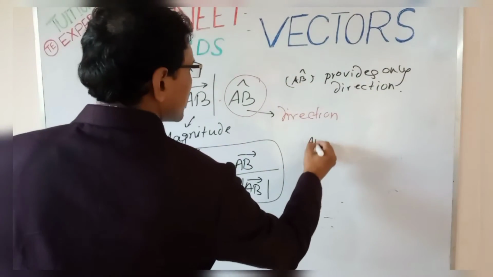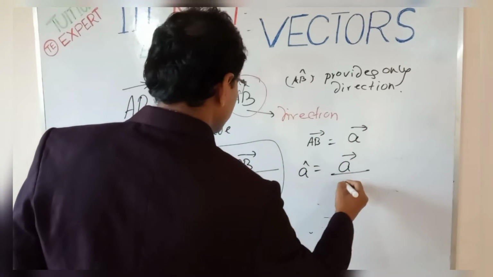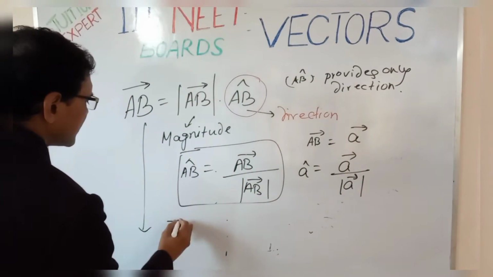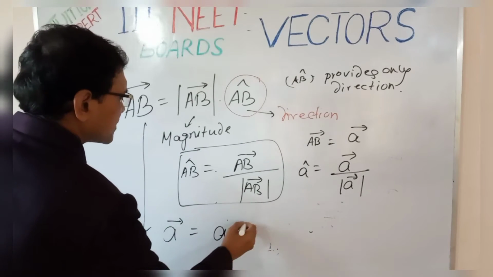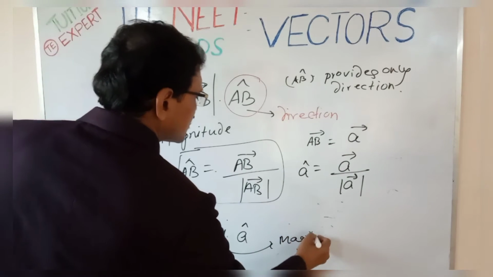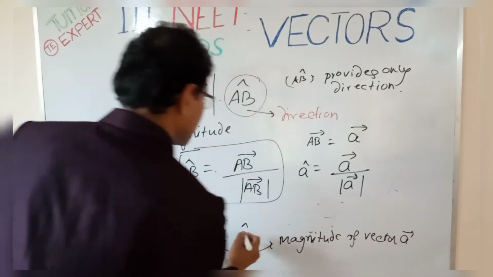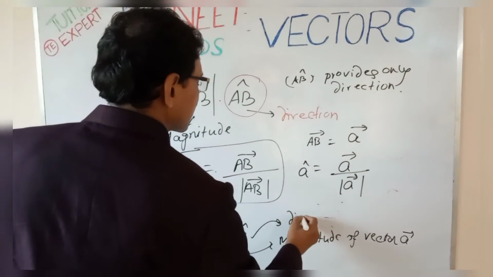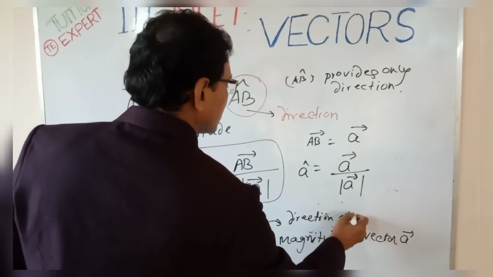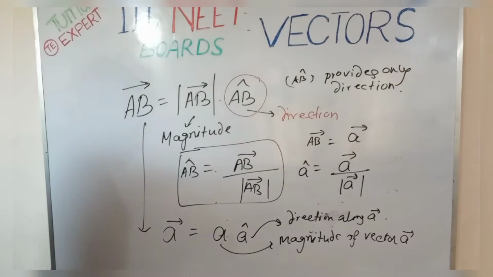If we denote it by a single letter, the unit vector equals vector A divided by its magnitude. Or we can write vector A equals A into A cap. This is the magnitude of vector A, and this is the direction along A. So very, very important: magnitude and direction.